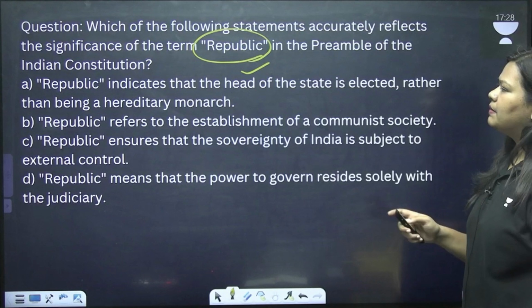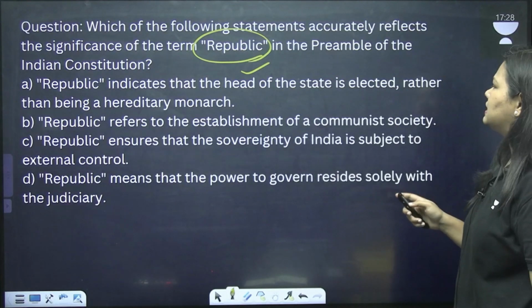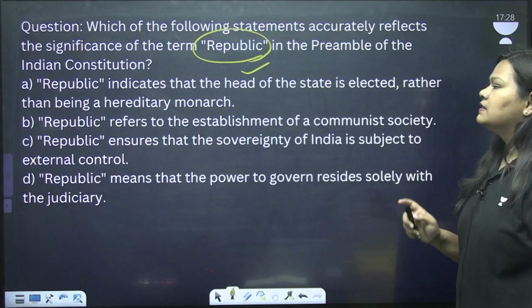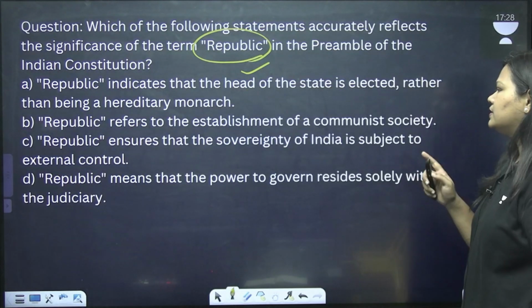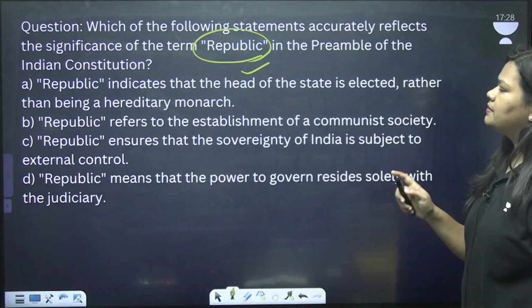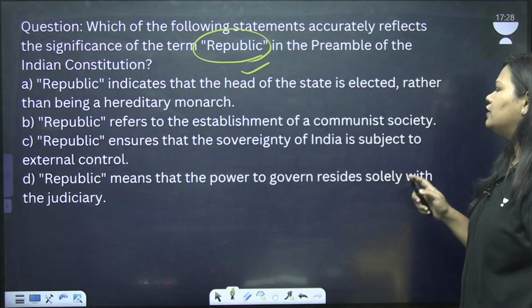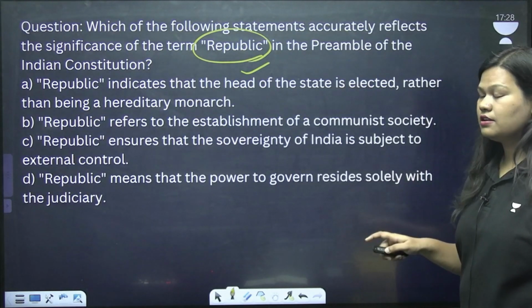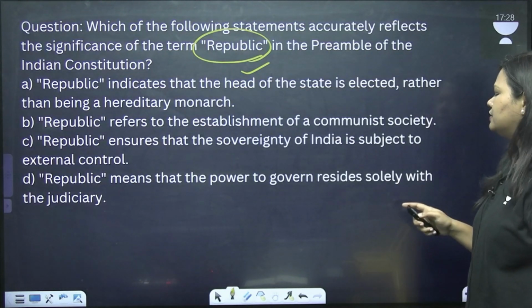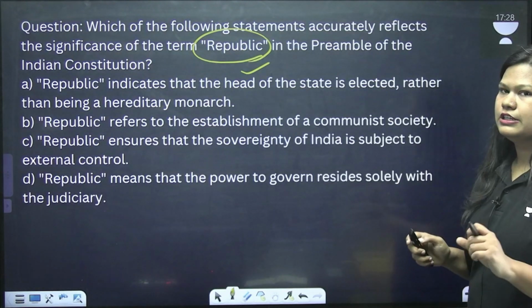Statement A is, Republic indicates that the head of the state is elected rather than being a hereditary monarch. Statement B is, Republic refers to the establishment of a communist society. Statement C is, Republic ensures that the sovereignty of India is subjected to external control. And option D is, Republic means that the power to govern resides solely with the judiciary.